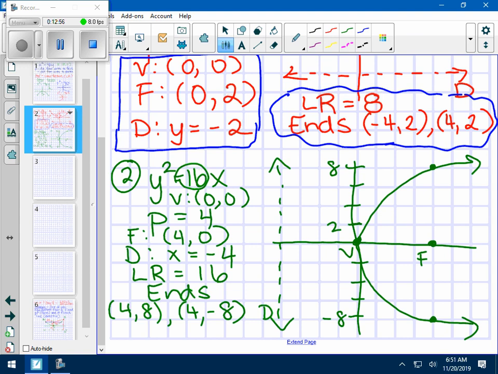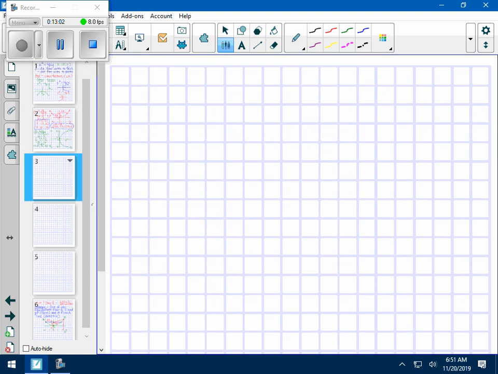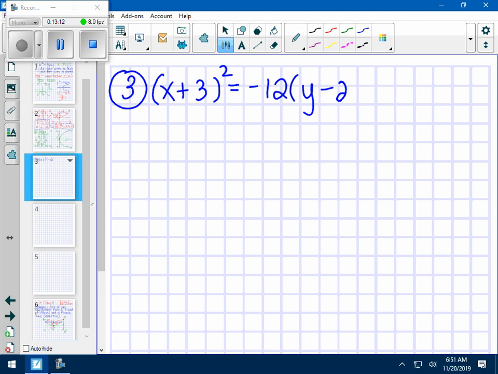Okay. I think we're really ready to change some things up here and move away from the origin a little bit. So for our third example here, let's consider the case for this parabola. We have (x + 3) squared equals negative 12 times (y - 2).